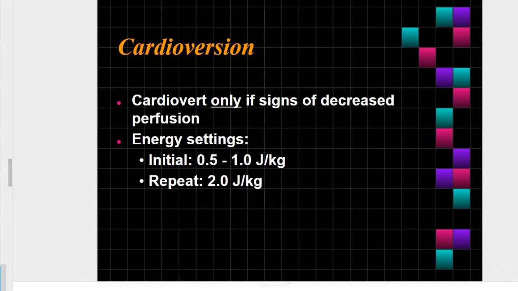Cardioversion, only if there's signs of decreased perfusion. So you would have something like ventricular tachycardia, and they have signs that are consistent with decreased perfusion, which means they're going, like that term earlier, circling the drain. If you have to do synchronized cardioversion, the energy settings for the first dose are 0.5 to 1 joule per kilogram. All subsequent doses for synchronized cardioversion are at 2 joules per kilogram.